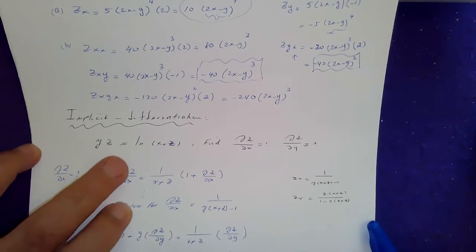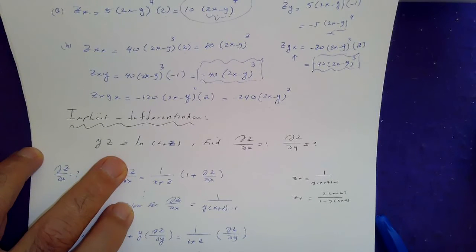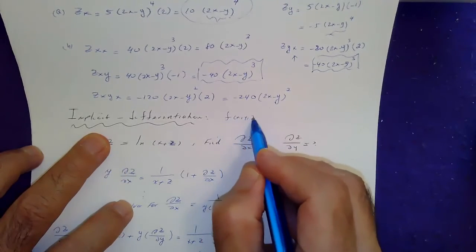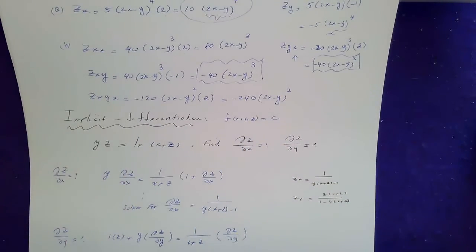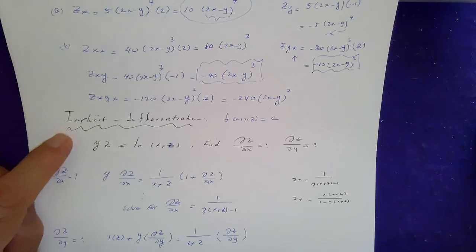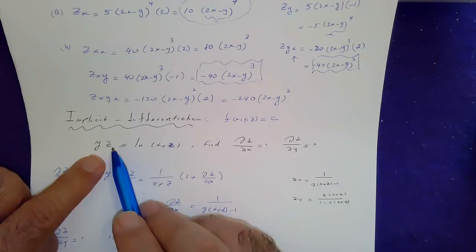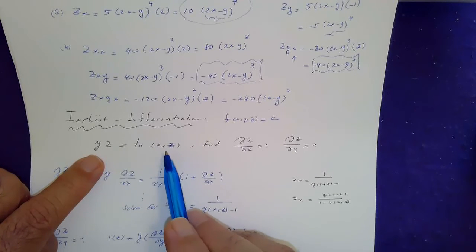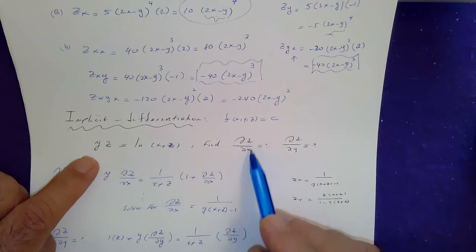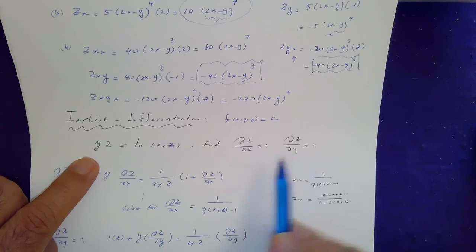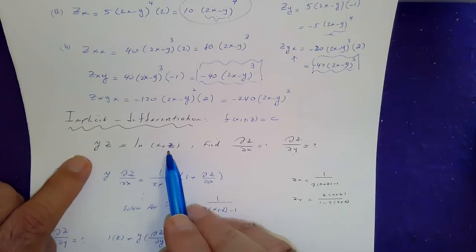Sometimes you may have to use implicit differentiation. In other words, there is no way you can solve the equation for z. So you get this kind of function, f of x, y, z equal to a constant. Those are called implicit functions, so we have to use implicit differentiation, such as this one. Given y times z equals natural log of x plus c, can you find the partial of z with respect to x and the partial of z with respect to y? Notice there is no way I can solve this for z.